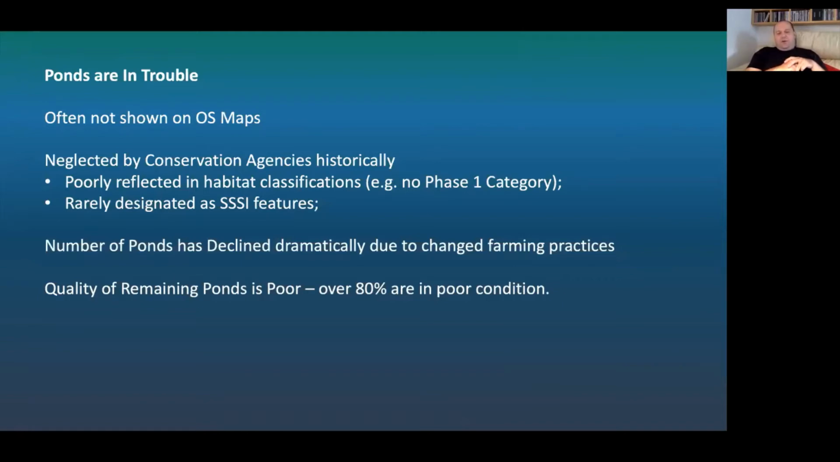And the remaining ponds tend to be poor. In various studies carried out by the Freshwater Habitats Trust, 80% plus around England and Wales have been in poor condition. I think it's probably a bit lower than that in Wales. But still a lot of them are not in a good state, and it's the same thing as happens with a lot of terrestrial habitats. They tend to be either overgrazed or undergrazed. There isn't that nice happy medium which gets the really nice biodiversity.